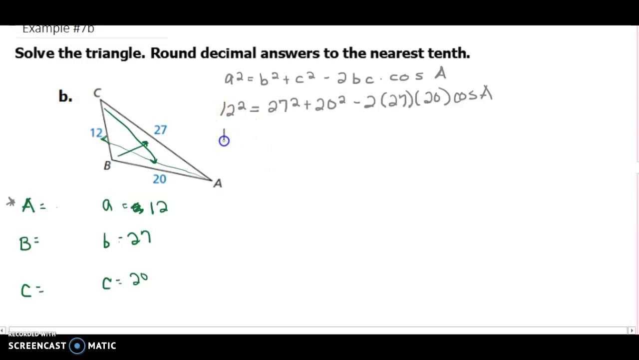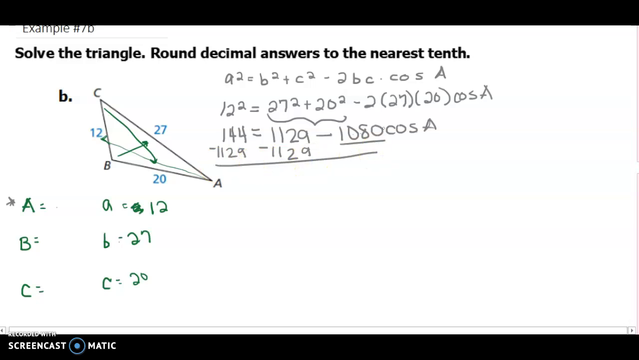All right, so 12 squared is 144 equals, I'm going to go ahead and add these, so 27 squared plus 20 squared gives me 1129 minus 2 times 27 times 20 gives me 1080 cosine of A. Okay, so just like normal algebra, since this is a coefficient of cosine of A, think of this as like a 1080x. We can't connect these two. We can't subtract these. So I'm going to subtract 1129 from both sides.